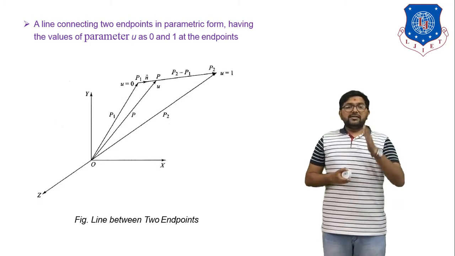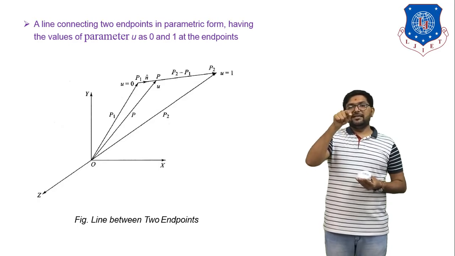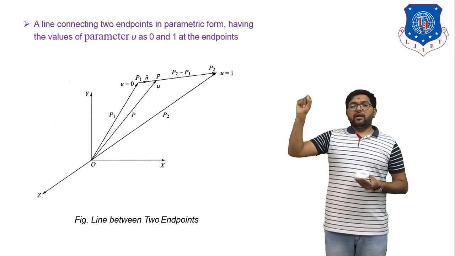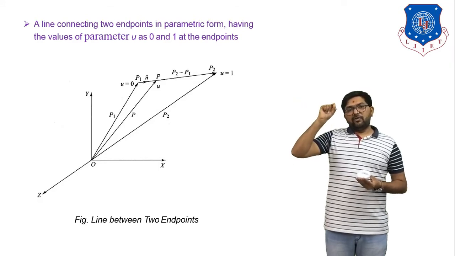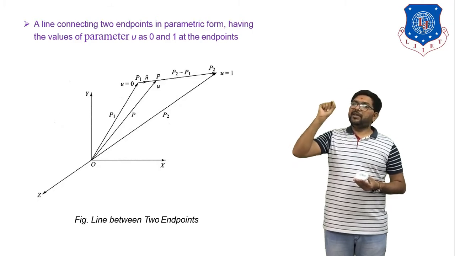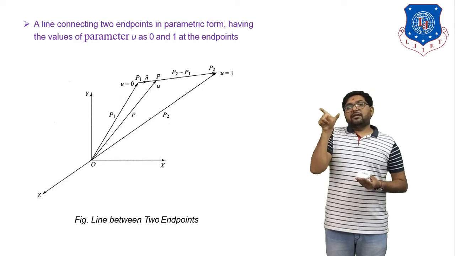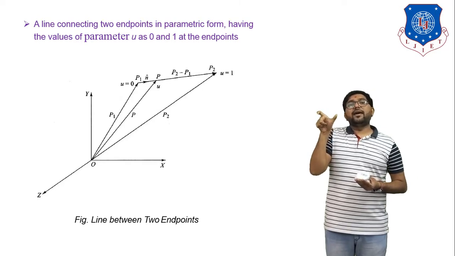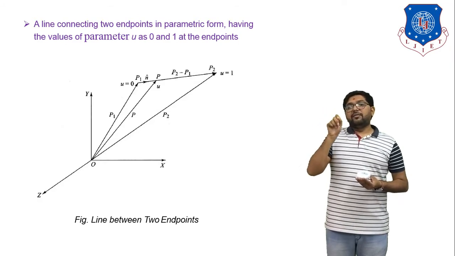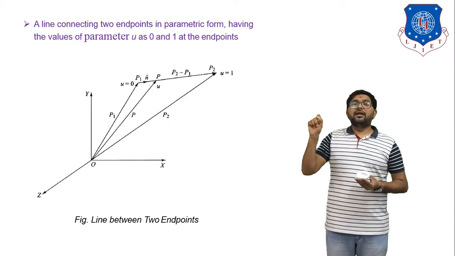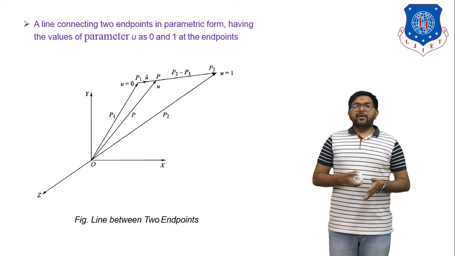So this is the diagram. At P1 the value of u is 0. In this figure we have point P2, where the value of u is 1. Now we randomly select one point P on the line, and at point P we take the value of u as u. And the tangent vector: you all know how to find the tangent vector. If we have a line P1, P2, then P2 minus P1 indicates the tangent vector of the line. So this is the simple diagram.